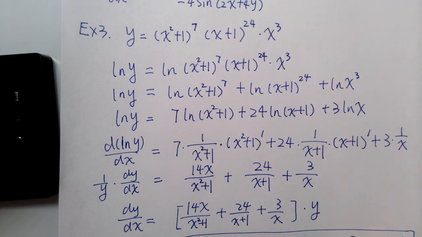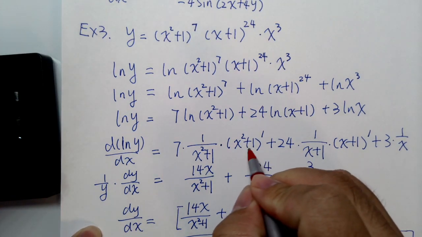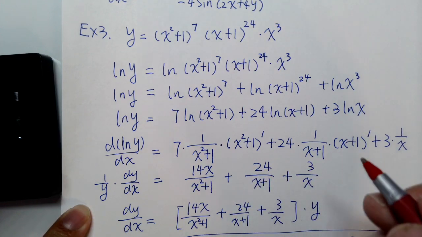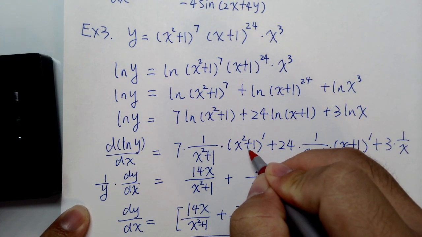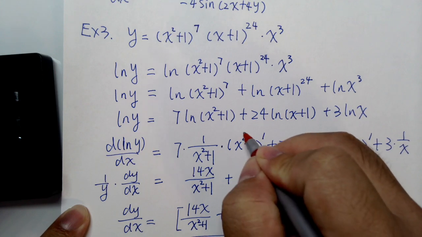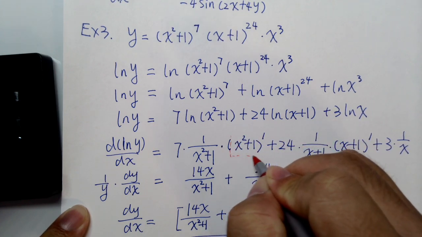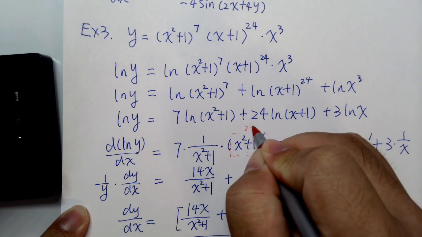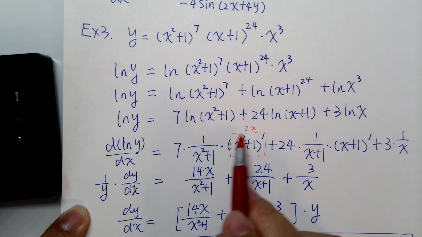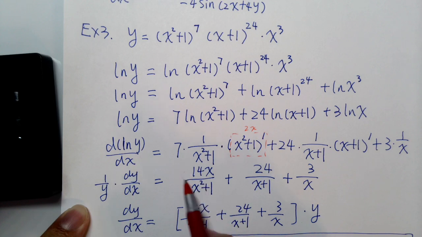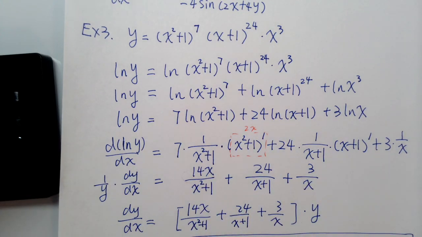Where did you get 14x from? Did you multiply by the derivative of x squared plus 1? Yes. So this part, wonderful, great question. The derivative of x squared plus 1 equals 2x, right? So this part is 2x. What I did is I used 2x multiplied by 7. That gives us 14x here. Great question.